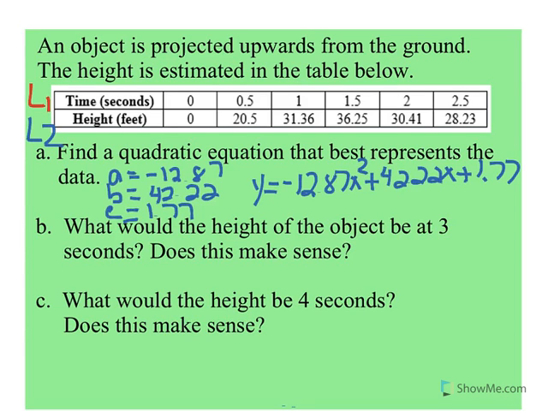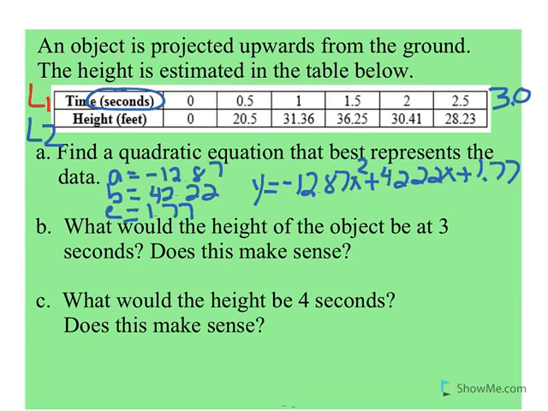What would the height of the object be at 3 seconds? Now seconds is our x or our L1s, but notice our table right here did not continue to 3.0. Well, let's do second graph and find our table. You might find that's your table from the previous question, because you need to make sure you go back into Y equals and type in negative 12.87x squared plus 42.22x plus 1.77. Make sure in Y equals you have your equation.